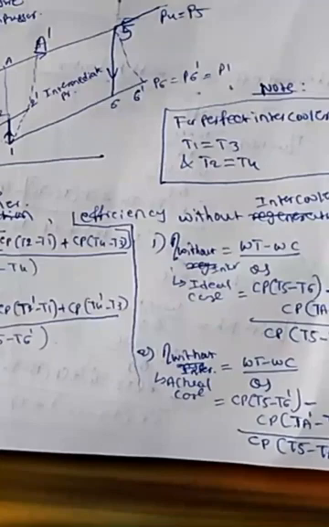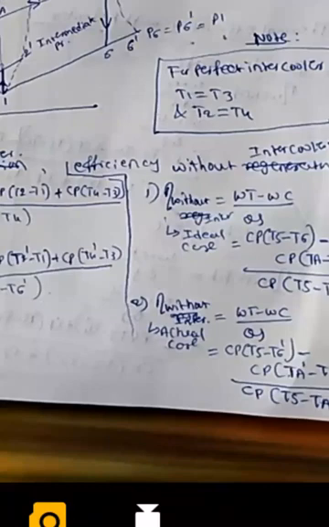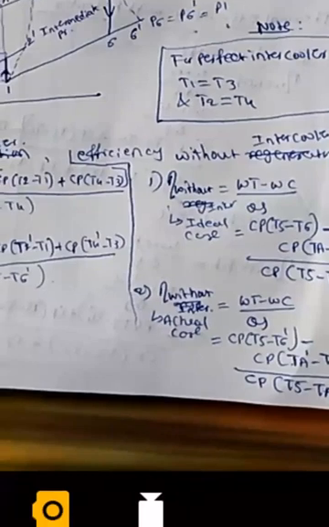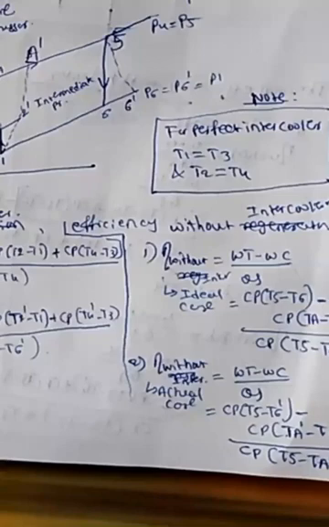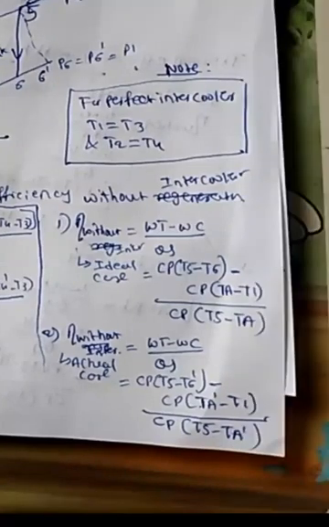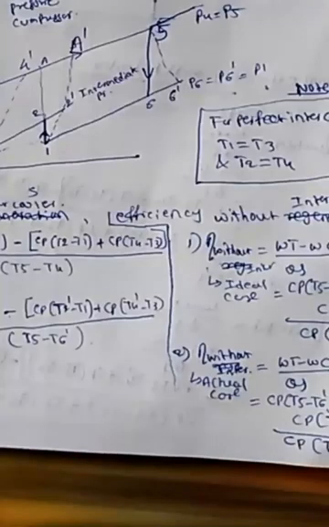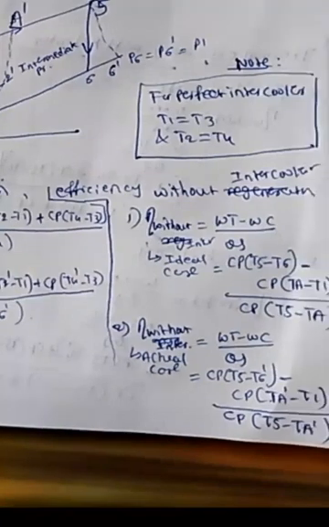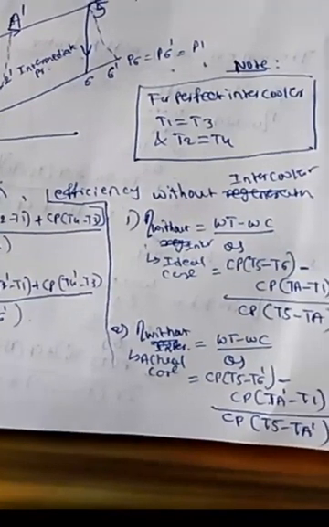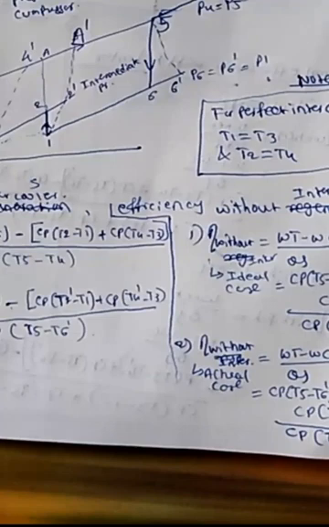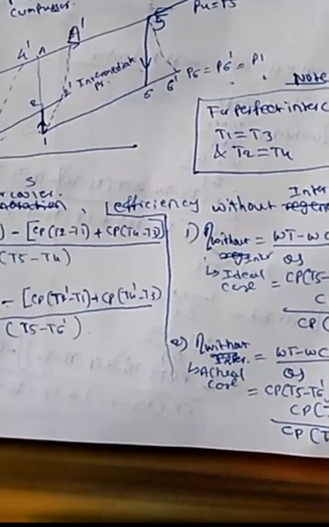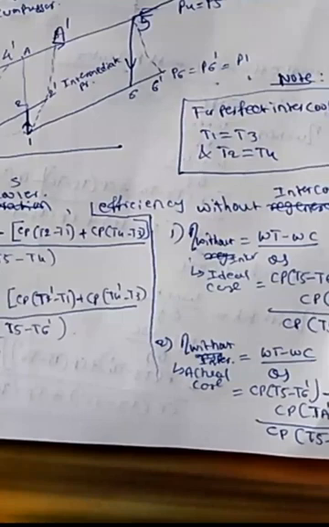Similarly, you can write this for the actual case also: network over heat supply. You just need to change to the actual values. Wt is cp (t5 minus t6 dash), minus cp into the actual compressor work (t2 dash minus t1), divided by the heat supply cp into (t5 minus t2 dash). With respect to the TS diagram, that is without intercooler, you can write the equation for the ideal case as well as the actual case. I hope all of you understood.